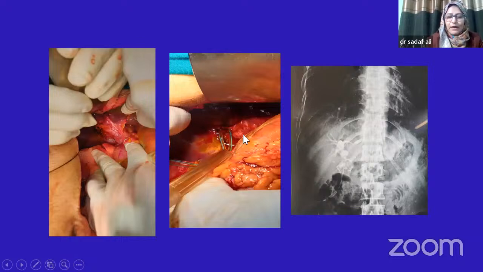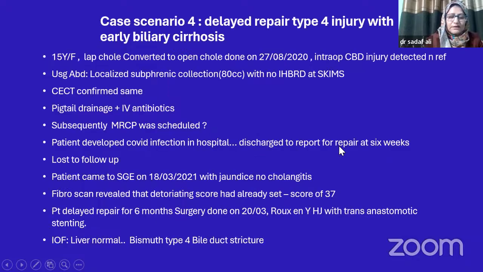On subsequent cholangiogram, this was the picture. Once we thought that we had adequate length, after everything settled down, another 6 weeks, we called him back and did a repair.